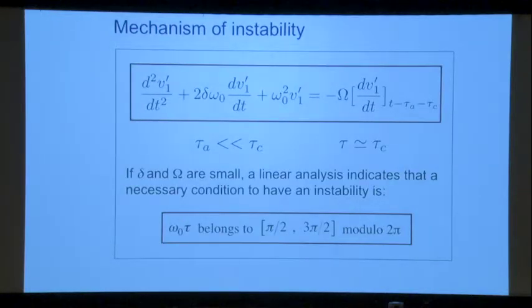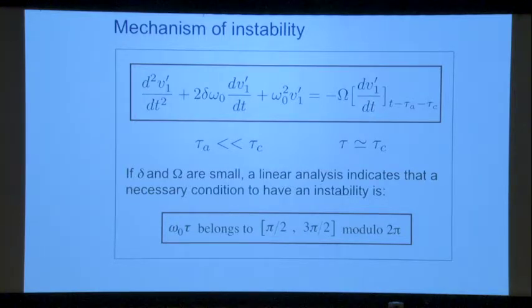And now we have an expression, and this time it's different. Instead of having the double derivative of the velocity, this is just a single derivative. So this term will come in combination with that one, but with a delay. This delay is not very important, but tau c is important. So in this case, omega 0 tau should belong to pi over 2, 3 pi by 2, modulo 2 pi, to get instability. So it's slightly different from the other one. The other one was different because this term was different.